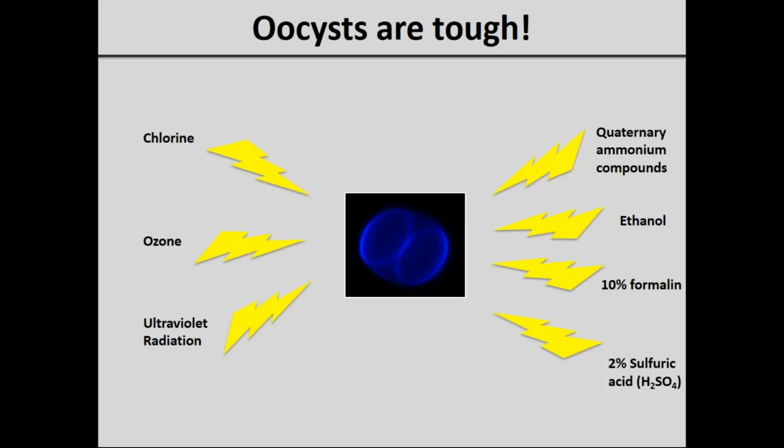So treatments that are commonly used for killing pathogens in water, such as chlorination, ozonation, ultraviolet radiation, fail to kill oocysts at concentrations that are routinely used for water treatment. And solutions that are commonly used for cleaning in laboratory settings or in hospital settings, such as quaternary ammonium compounds, ethanol, even 10% formalin, fail to kill oocysts. In the lab, we actually store oocysts in 2% sulfuric acid. So it's pretty impressive just how tough oocysts are.